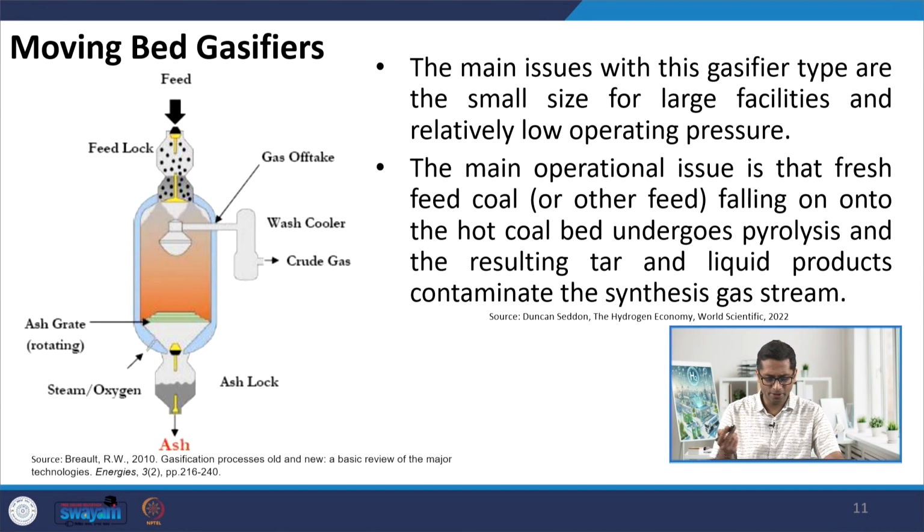If I talk about the operation of this type of gasifier, normally you would have the coal getting fed from the top. And the gasifier is basically like a closed vessel.